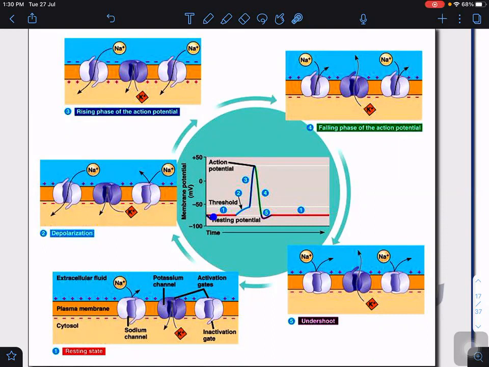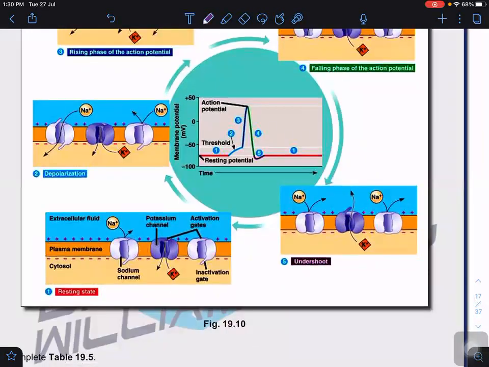So how do we maintain the resting potential? We maintain it using two mechanisms. One is the active transport of the sodium potassium pump. Second, membrane permeability, which means more potassium ions leak out compared to the sodium ions that move in. So at the resting potential, the membrane is polarized.